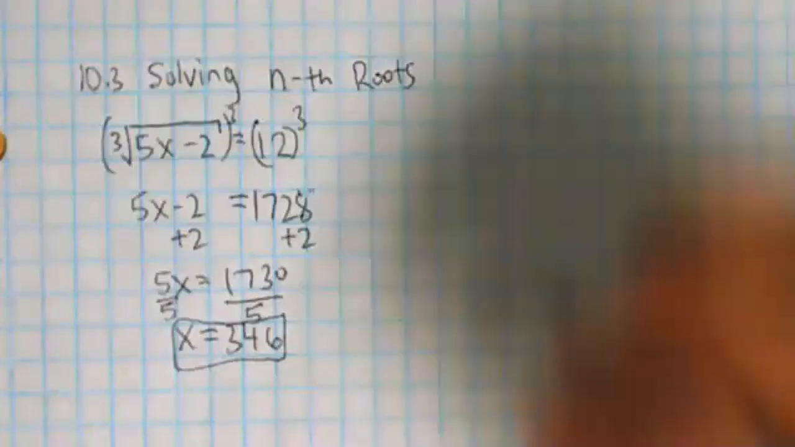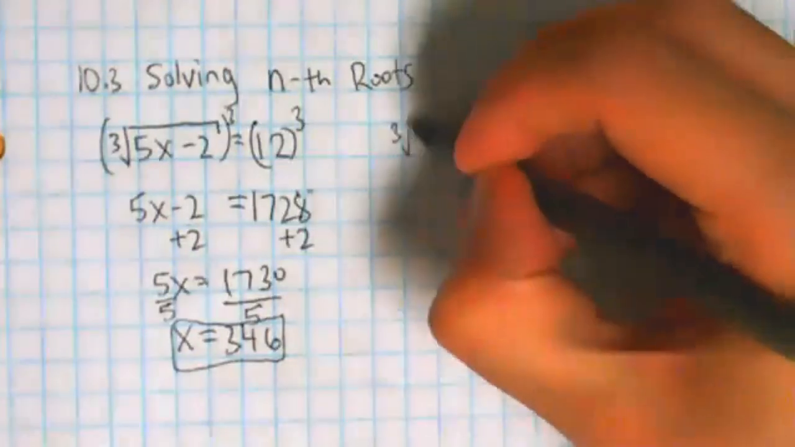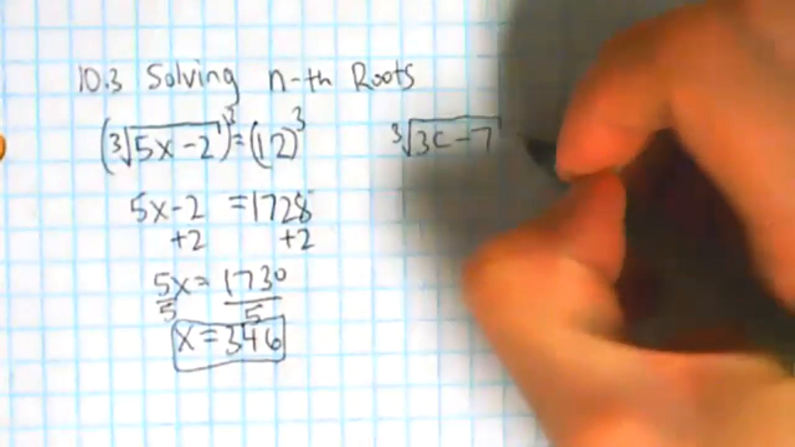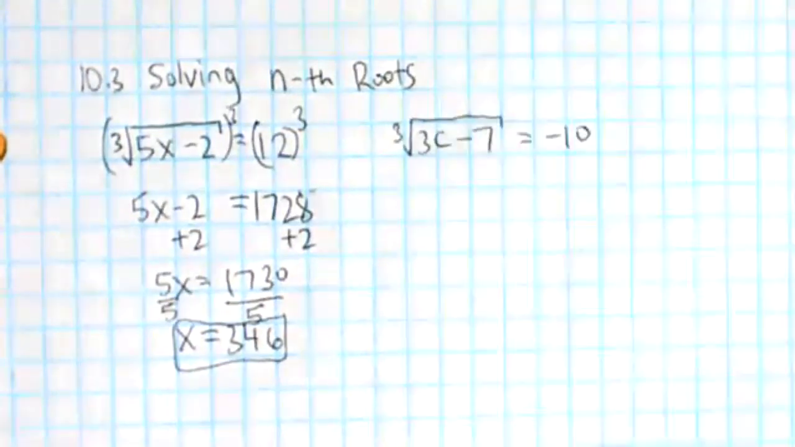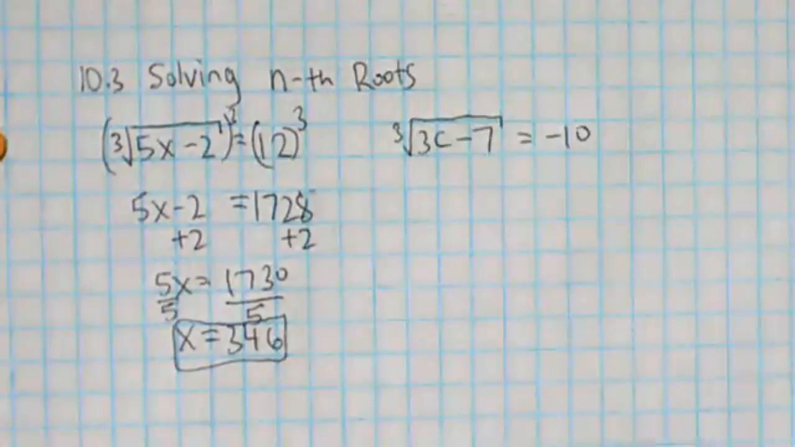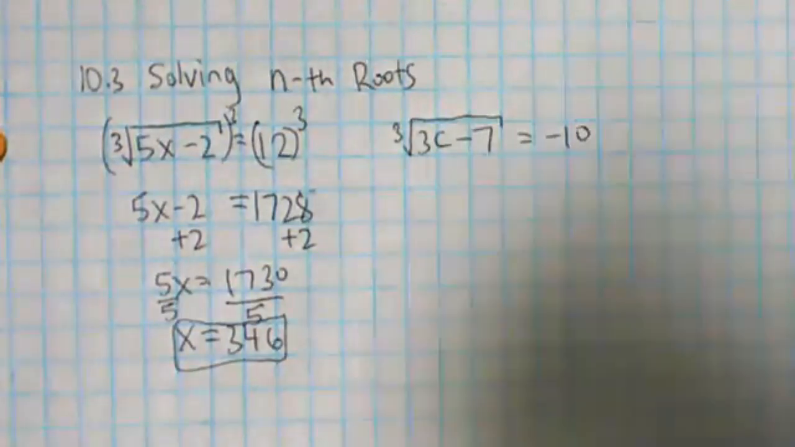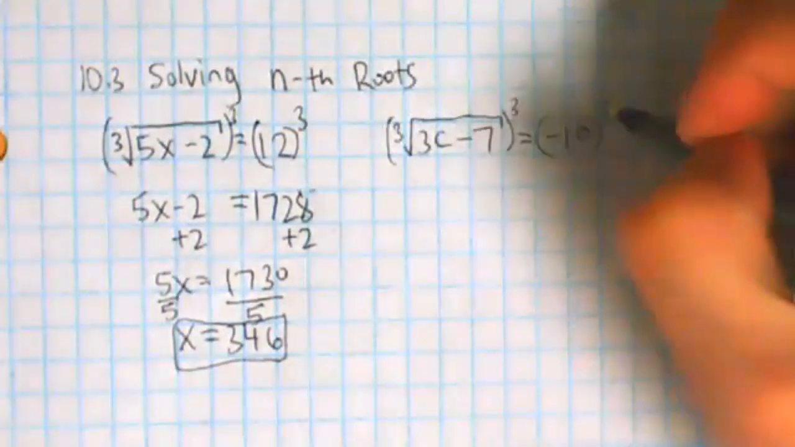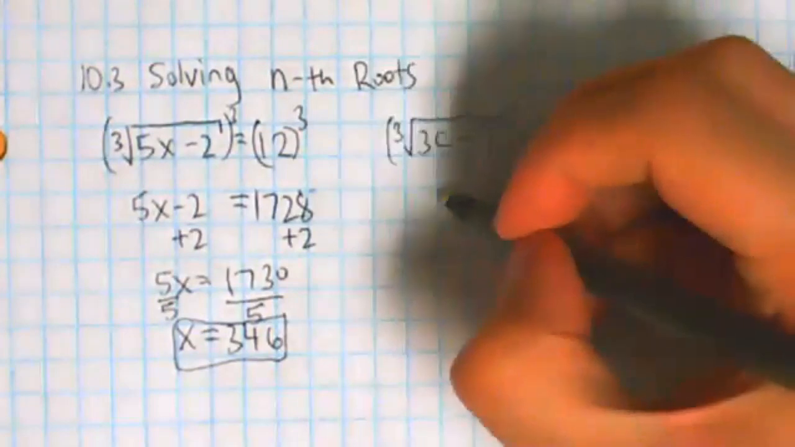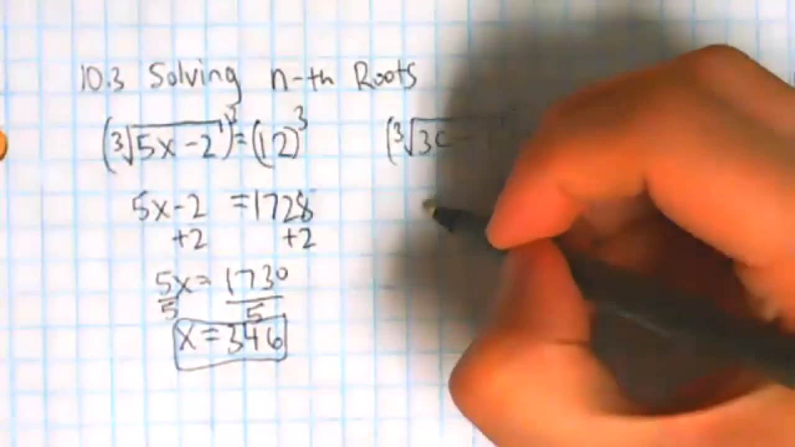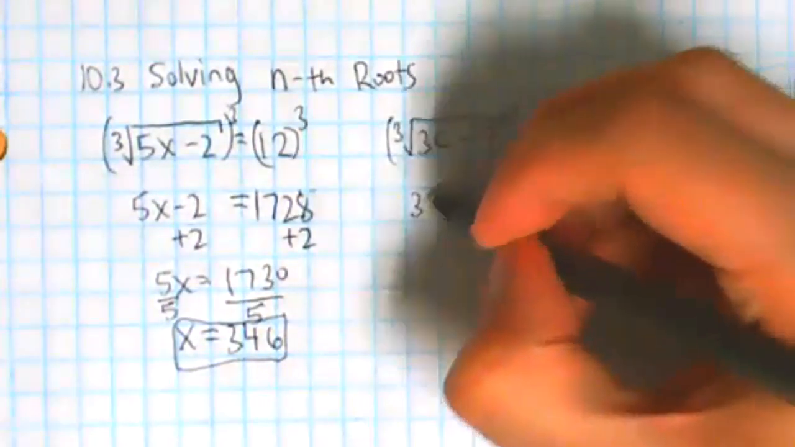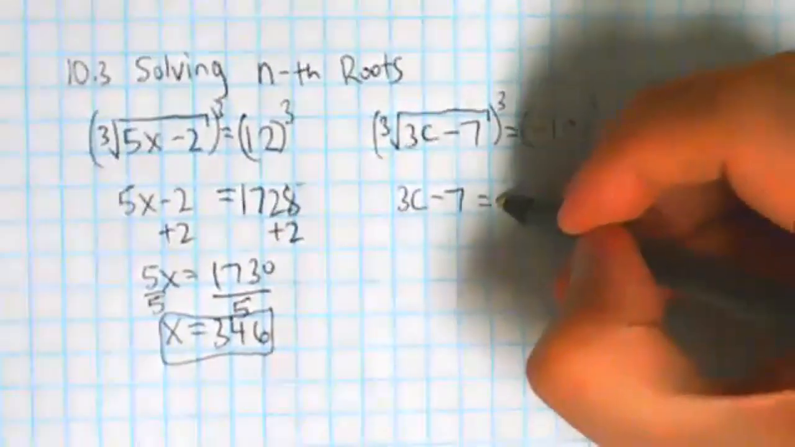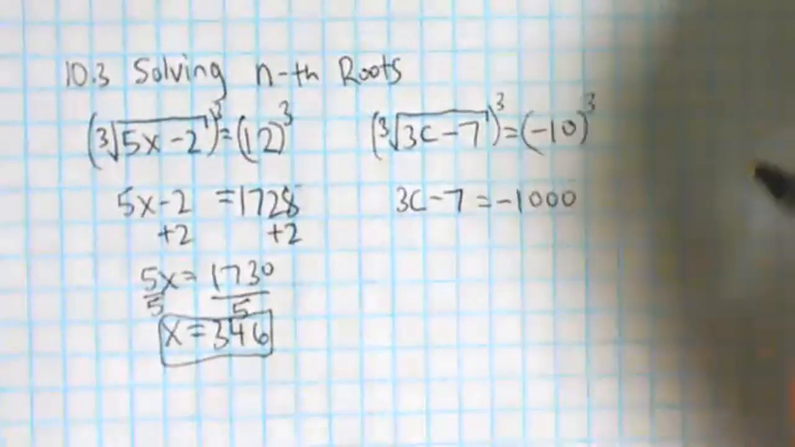So our next problem is going to be the cube root of 3c minus 7 is equal to negative 10. So once again on this problem, we are beginning in exactly the same place we did on the last one. We need to cube both sides in order to get rid of our cube root. So when I cube the cube root of 3c minus 7, it just becomes 3c minus 7. And when I cube negative 10, this is going to end up giving me negative 1,000.